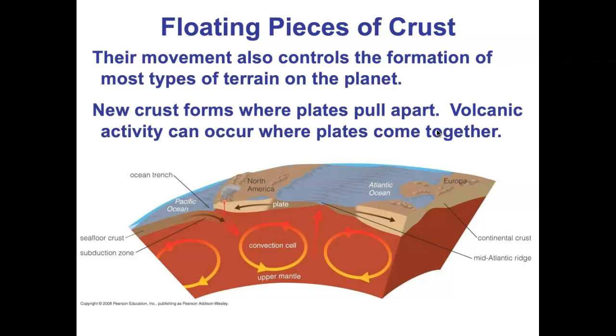Why is the crust floating? Why does anything float? Because it's less dense. And so the mantle of the Earth is this molten liquid magma, right? What is magma? Magma is lava, but it's underneath the Earth. It's inside the Earth, so it's still magma, right? We don't call it lava until it erupts onto the surface.